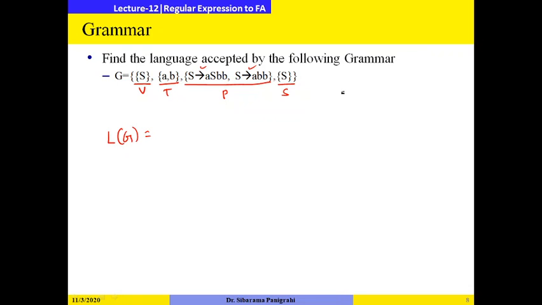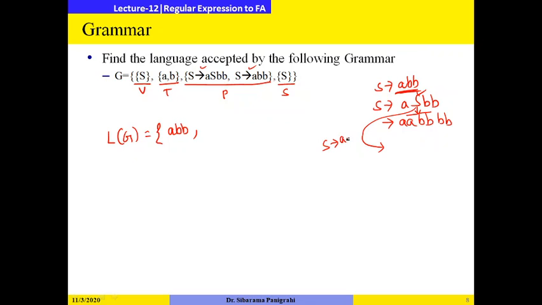So what is the language accepted by this grammar? L of G is nothing but, so here one may apply S gives abb. abb is a string because it consists of only terminals, so L of G will accept abb. Now someone may also apply S gives aSbb. Here you have a variable S, and in place of S, either you can apply aSbb or you can apply abb. If you apply abb, you will get aabbbb. So in place of this S, I have applied abb. But in place of this S, one may also apply S gives aSbb.